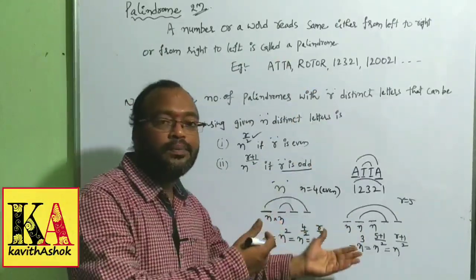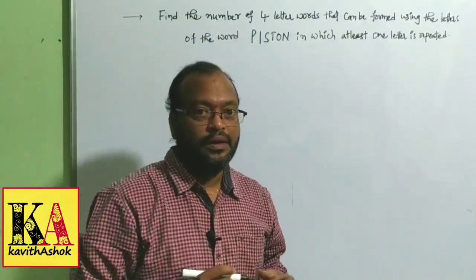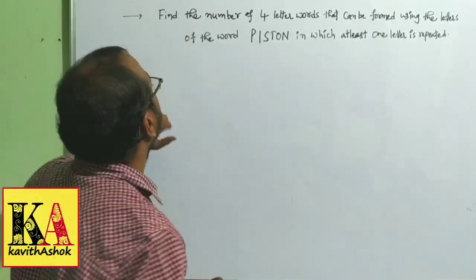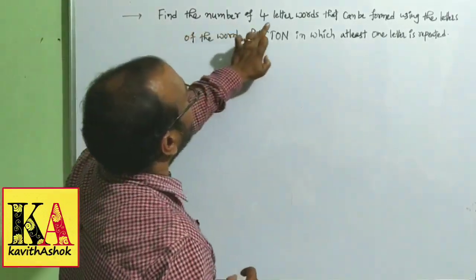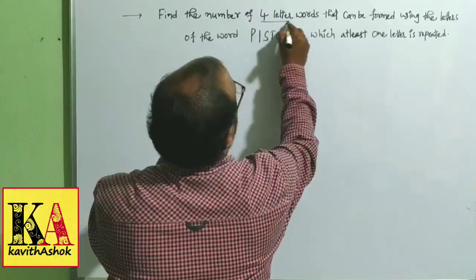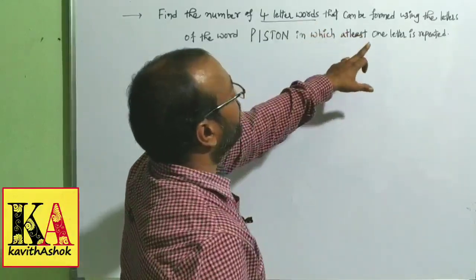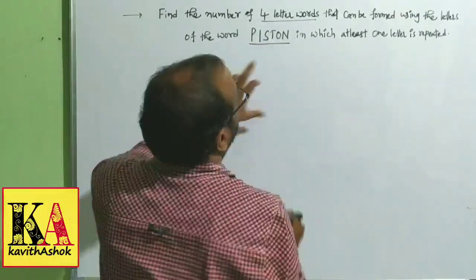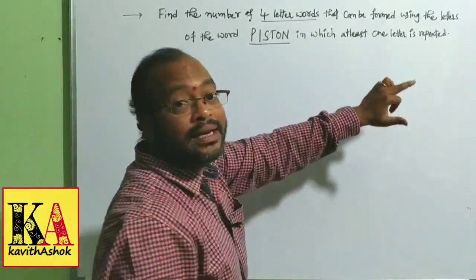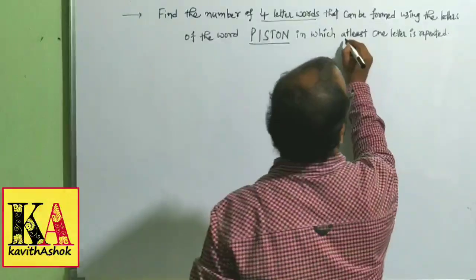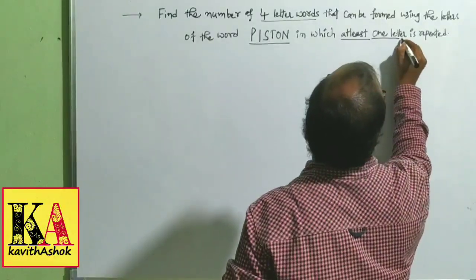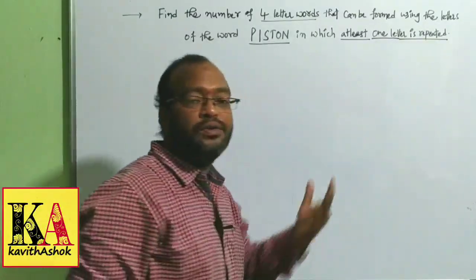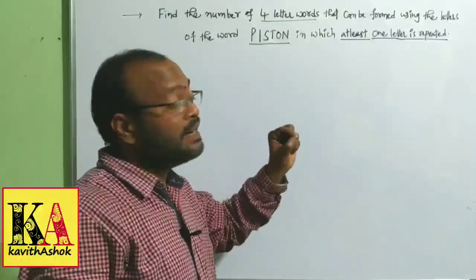Now we will discuss the problems. Discuss a 2 marks question. Find the number of 4-letter words that can be formed using the letters of the word PISTON, in which at least one letter is repeated. So this is very important. At least one letter is repeated. We also discussed the concept of at least one letter is repeated.